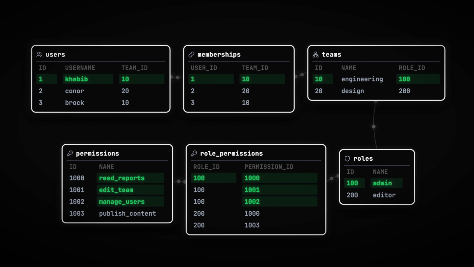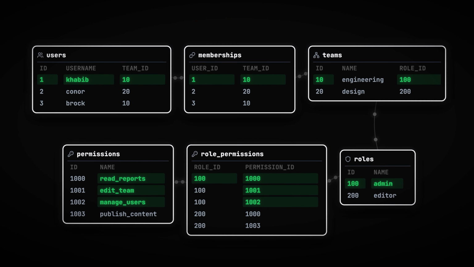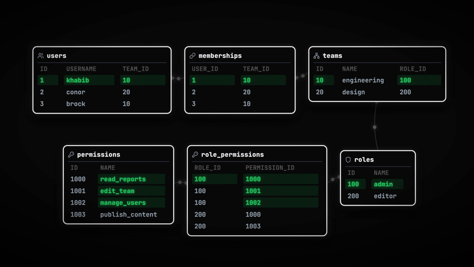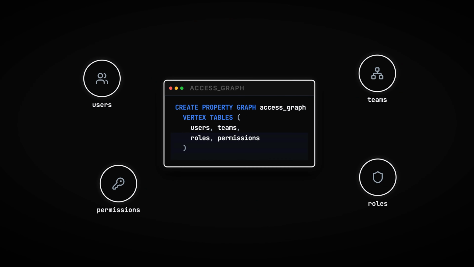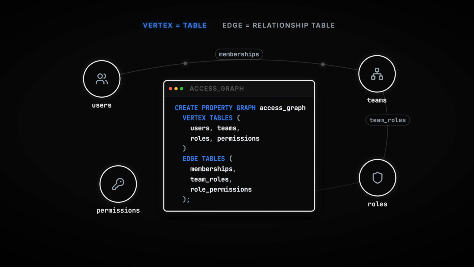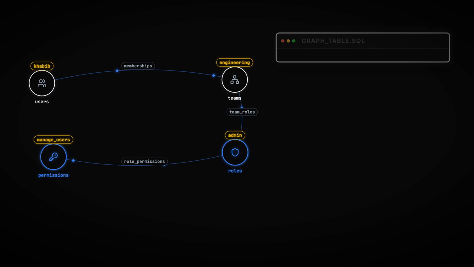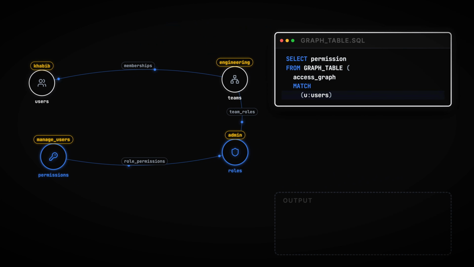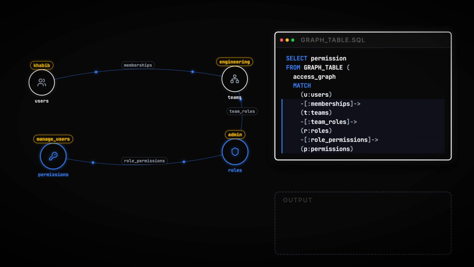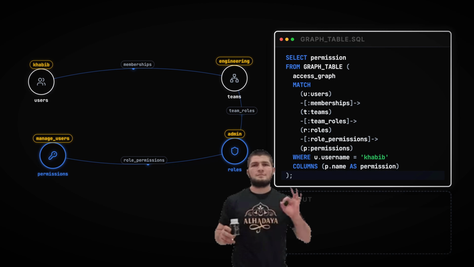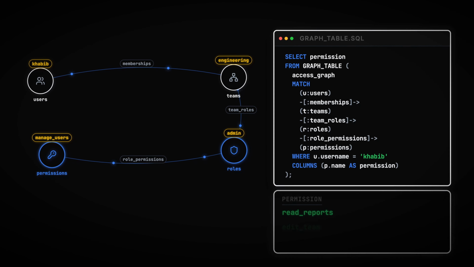PostgreSQL 19 lets you define a property graph over the tables you already have. Tables like users, teams, and roles can become vertices. Tables describing relationships between them can become edges. You can then query the path between them using SQL property graph syntax. The important part is that Postgres does not copy everything into a separate graph store. Internally, the graph is processed like a view over the relational data, so your existing tables remain the source of truth.